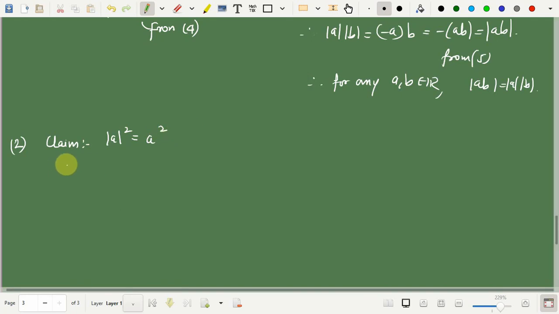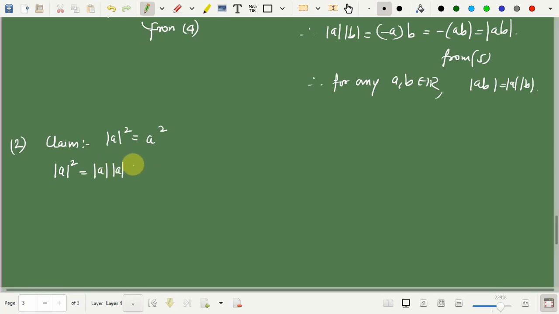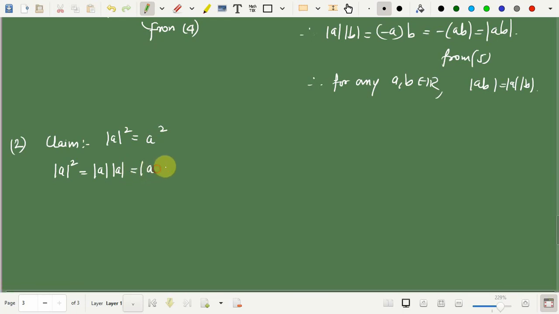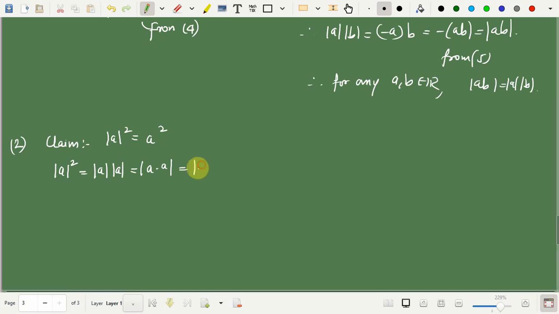So you know, for any real number a, mod of a is considered to be a real number in this case. So it's the square of mod of a. So this is the same as mod of a into mod of a. Now here in place of b you have a. So again I can apply the first property and I can say that this is the same as a into a, right, and therefore this is the same as a square.